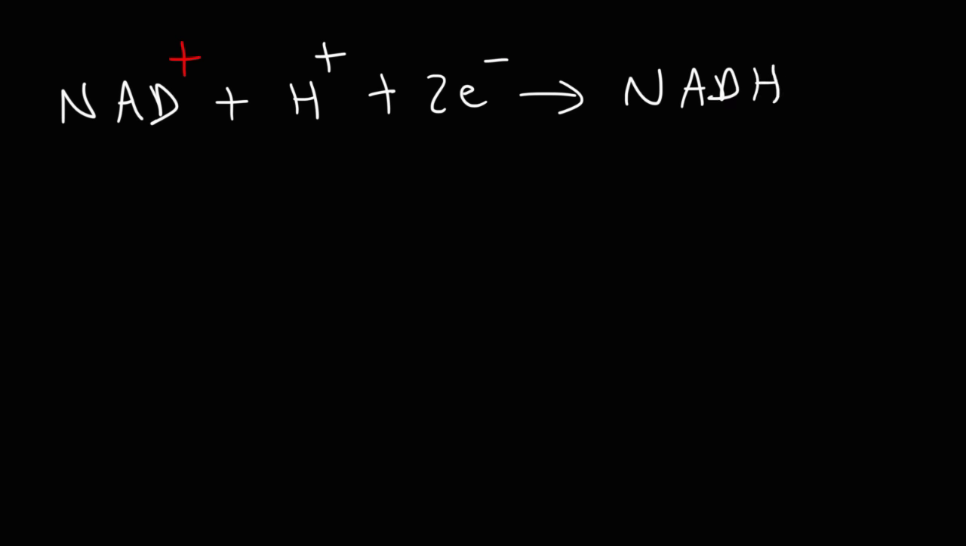Now, glycolysis occurs in 10 steps. We're not going to talk about each step in detail, but one thing I do want to mention is that there are two important phases you need to know with glycolysis. The first half, or the first five reactions, refers to the investment phase. In the investment phase, you need to invest ATP molecules to get glycolysis started. So you're going to lose two ATP molecules in this phase.